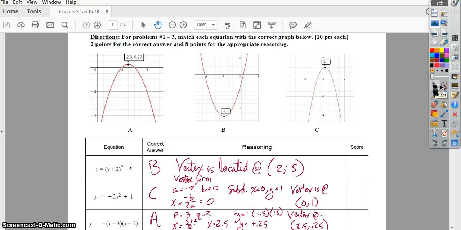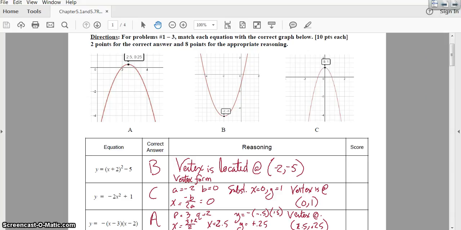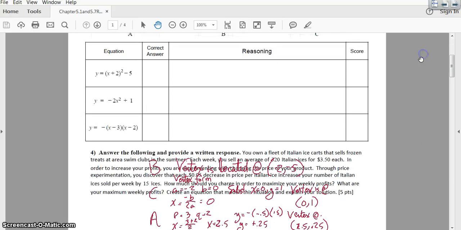So as you can see, there's your first three answers. Basically, all you need to do there is figure out where your vertices are for all three problems and match them up accordingly using the equation.